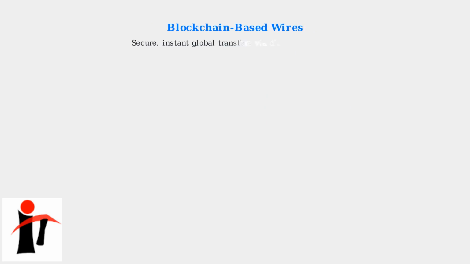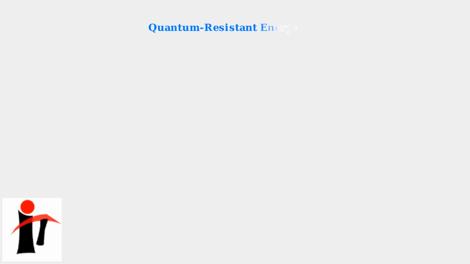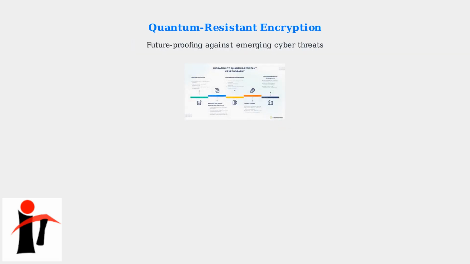Looking ahead, blockchain technology promises to revolutionize wire transfers with secure, decentralized ledgers that enable instant global payments without intermediaries. This could eliminate traditional delays and enhance security through cryptographic validation. As quantum computing advances, banks like Wells Fargo are preparing quantum-resistant encryption to protect wire transfers from future threats. This involves migrating to new cryptographic algorithms that can withstand quantum attacks.